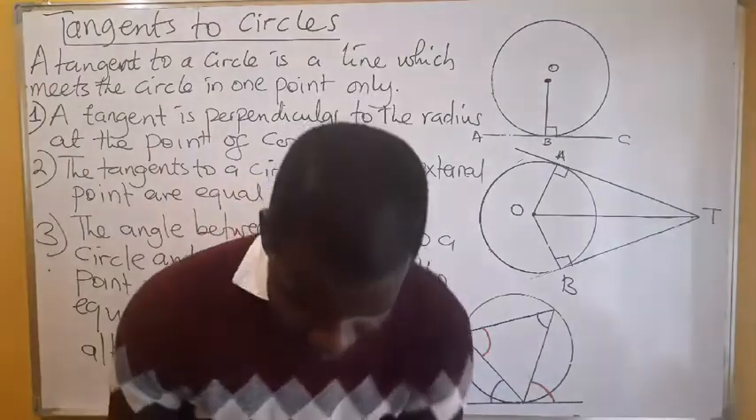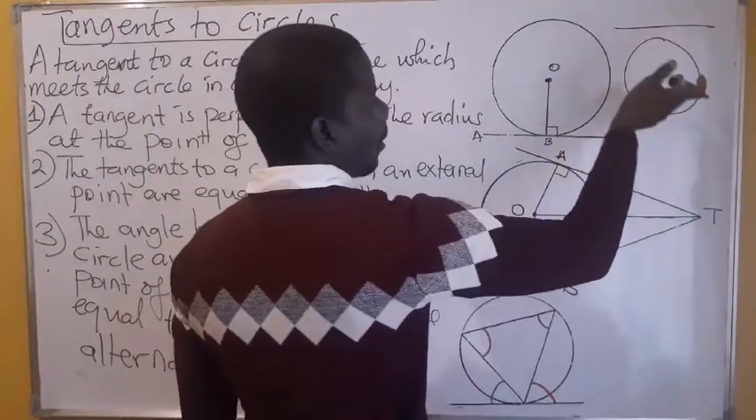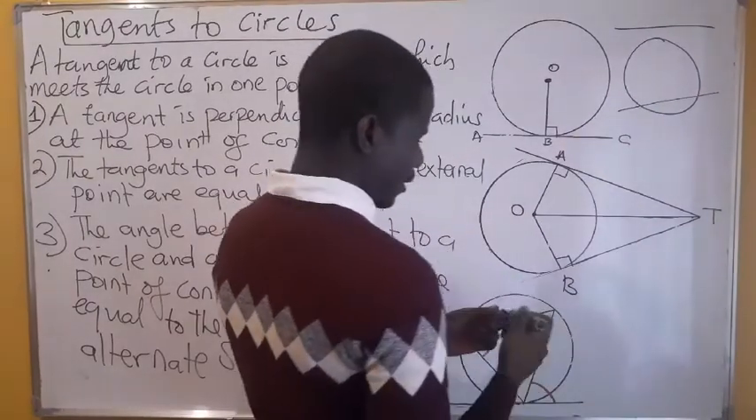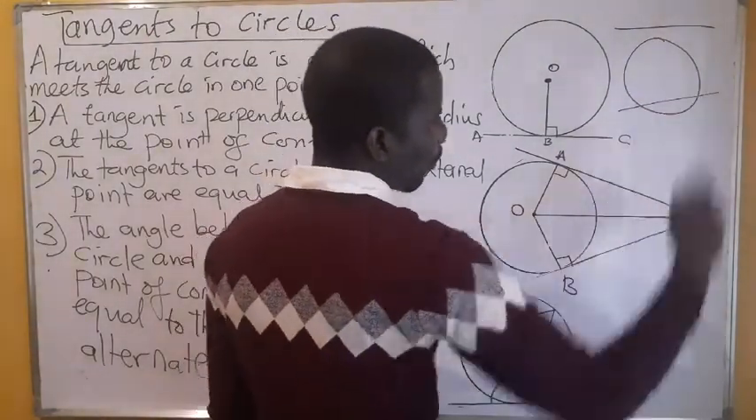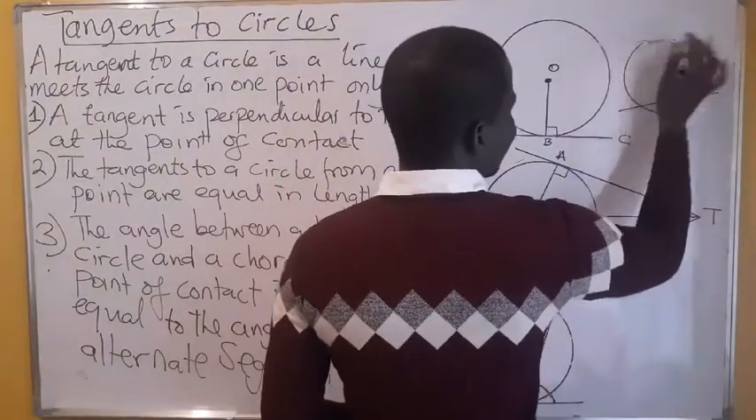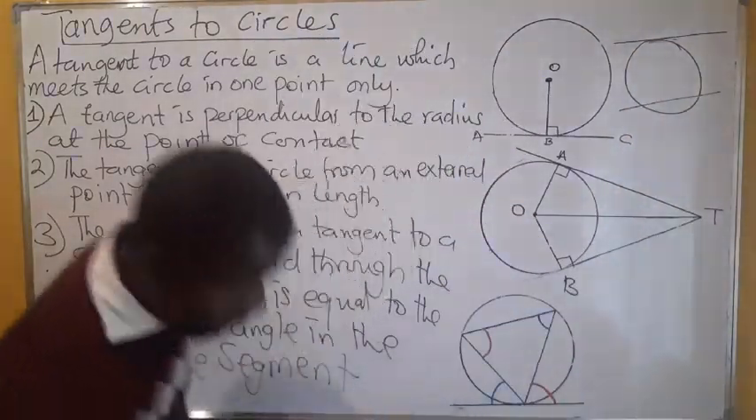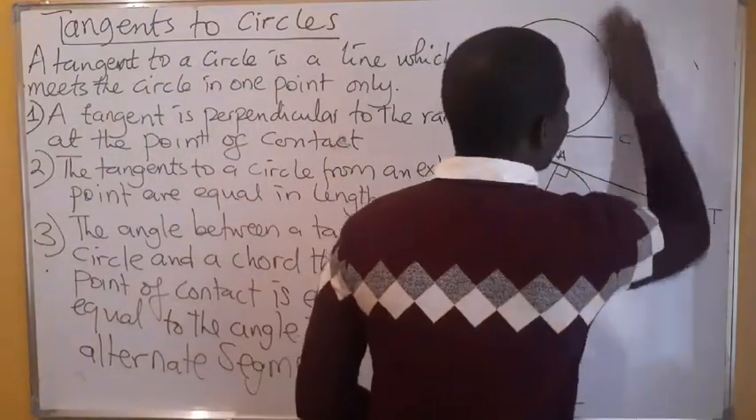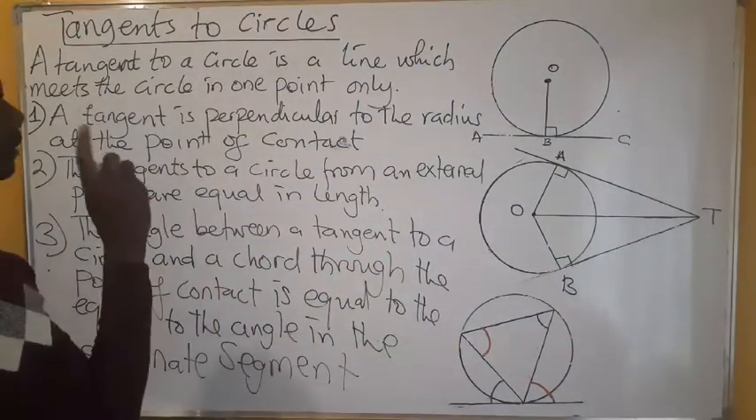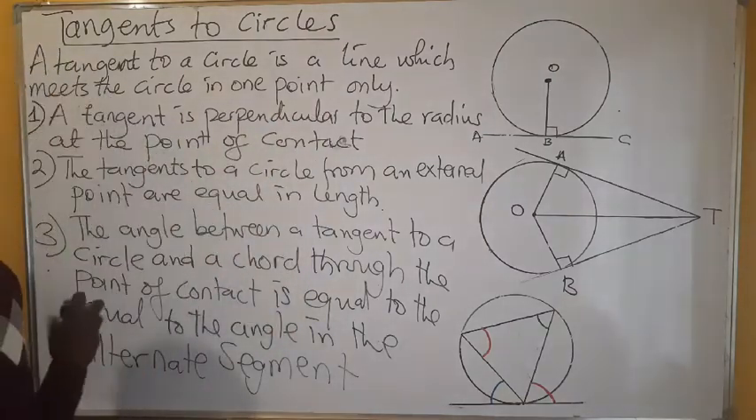If you have a case such as this one, this line does not touch the circle at just one point, so it's not a tangent. This is not a tangent because it cuts through the circle and touches it in 2 points. A tangent is a line that touches the circle at 1 point, like this. That is very important for us to know.